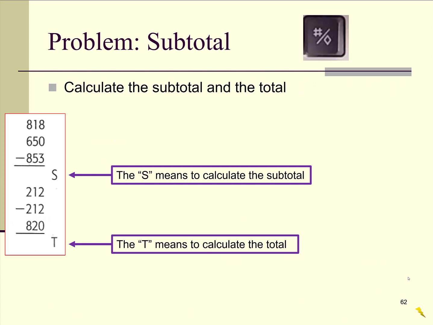So your homework will look something like this. The S means that the publisher wants you to calculate the subtotal and print it on your tape at that point. In other words, what's the subtotal of 818 plus 650 minus 853? And then we're going to add and subtract the other 3 numbers, and then finally get a total at the very end. So the T means a total, S means a subtotal.